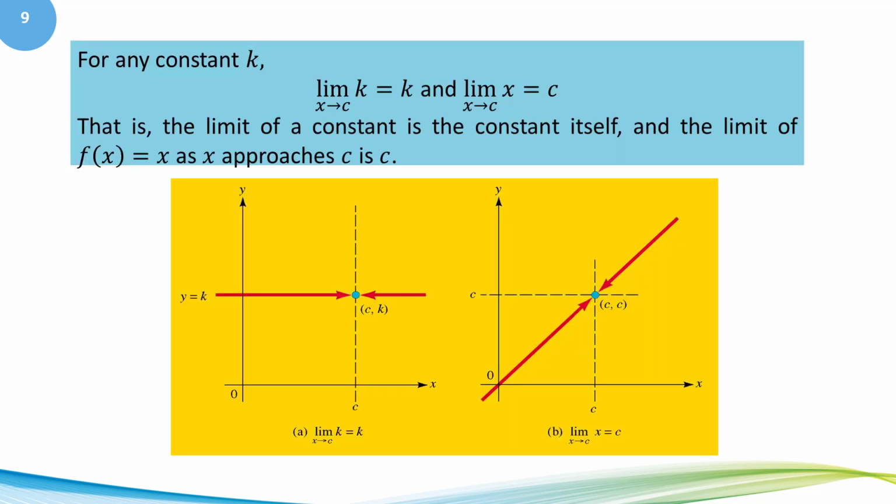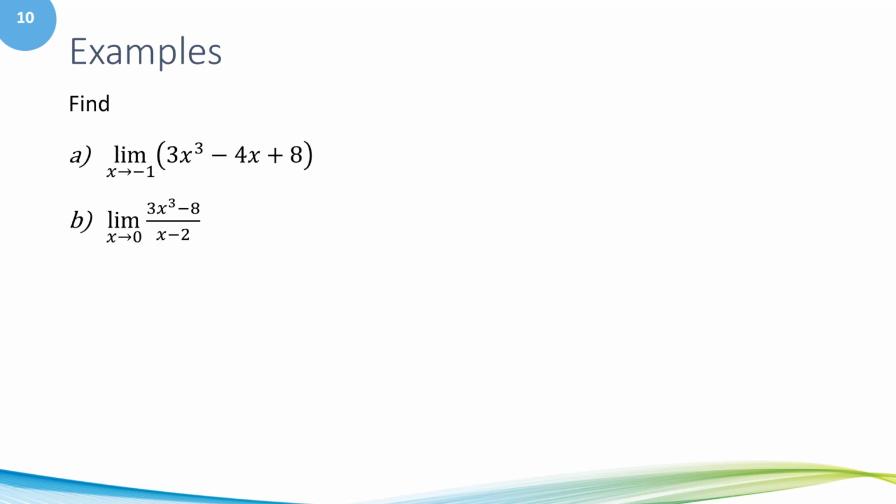And these two properties of limits are so trivial that we often use them subconsciously. Those properties are that the limit of a constant is the constant itself, and the limit of x as x approaches c is c. Here are some exercises that you can try. You can pause the video and try to solve these.